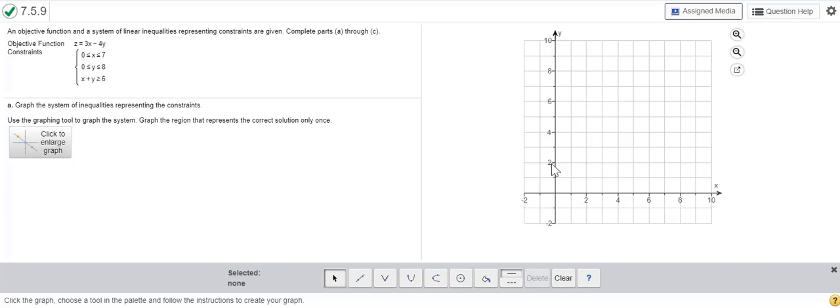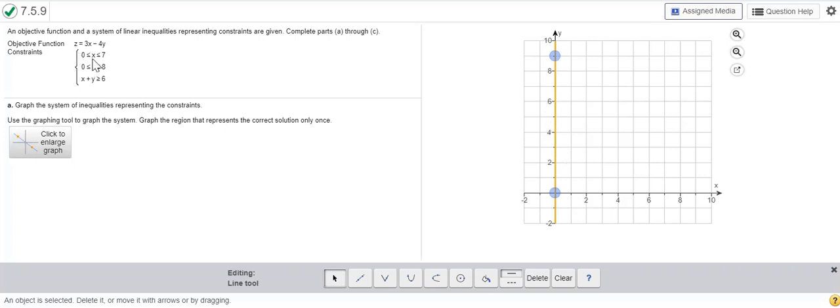So that means that we're not going to go below our y-axis. So we'll select the line tool down here and just click on 2 places on the y-axis, and this keeps x bigger than 0 because x goes negative when we go to the left of the y-axis.